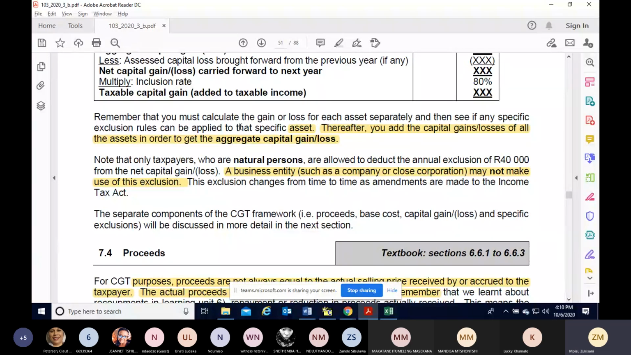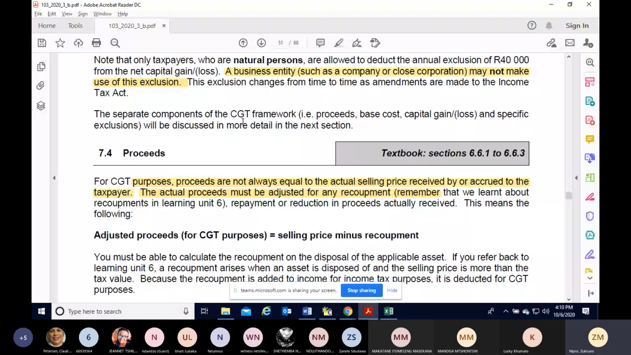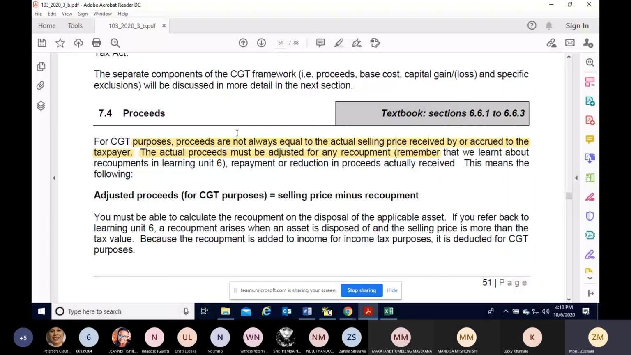So you are told here for natural persons, there is an annual exclusion of 40,000. You don't have an exclusion for a business entity. And then this is further broken down that you learn the proceeds on its own, and you learn the base cost on its own, and capital gains or loss on its own, and specific inclusion. So this is basically what we're going now to cover in terms of the capital gains tax framework.